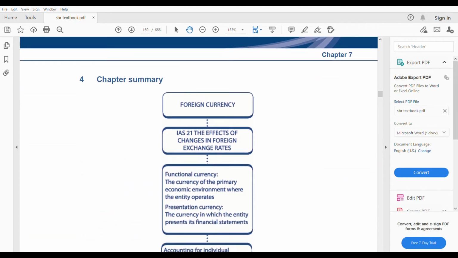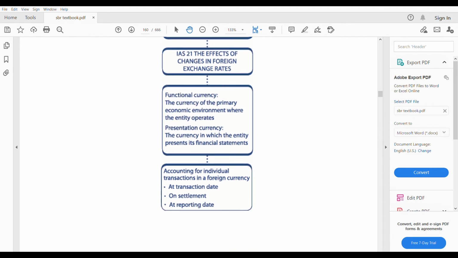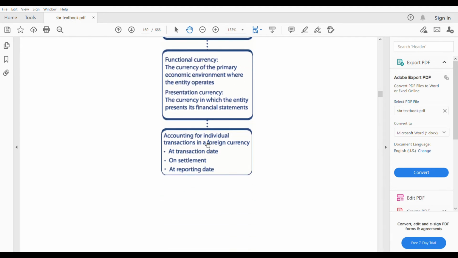So that's it for this one. Let us go through this chapter summary before I actually finish test to understanding. So we studied the effects of IAS 21. Then we went to functional versus presentation. Functional is the primary economic environment where the entity operates. Okay, the concept of that. Presentation is the currency in which the entity presents its financial statements. Then we have accounting for individual transactions at transaction date, on settlement and reporting date.